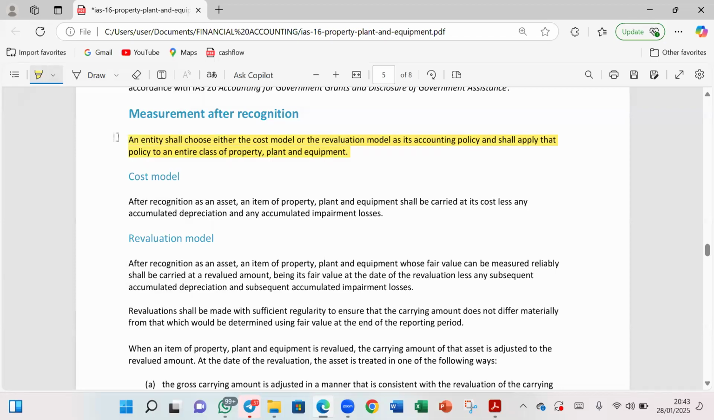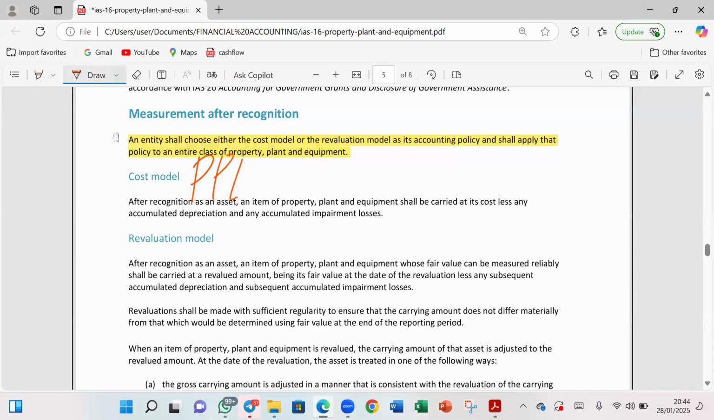An entity shall choose either the cost model or the revaluation model as its accounting policy, and shall apply that policy to the entire class of the PPE. For example, the same accounting policy shall be applied to all the items of the PPE. Remember, these are the items of PPE. Someone tell me one of them.